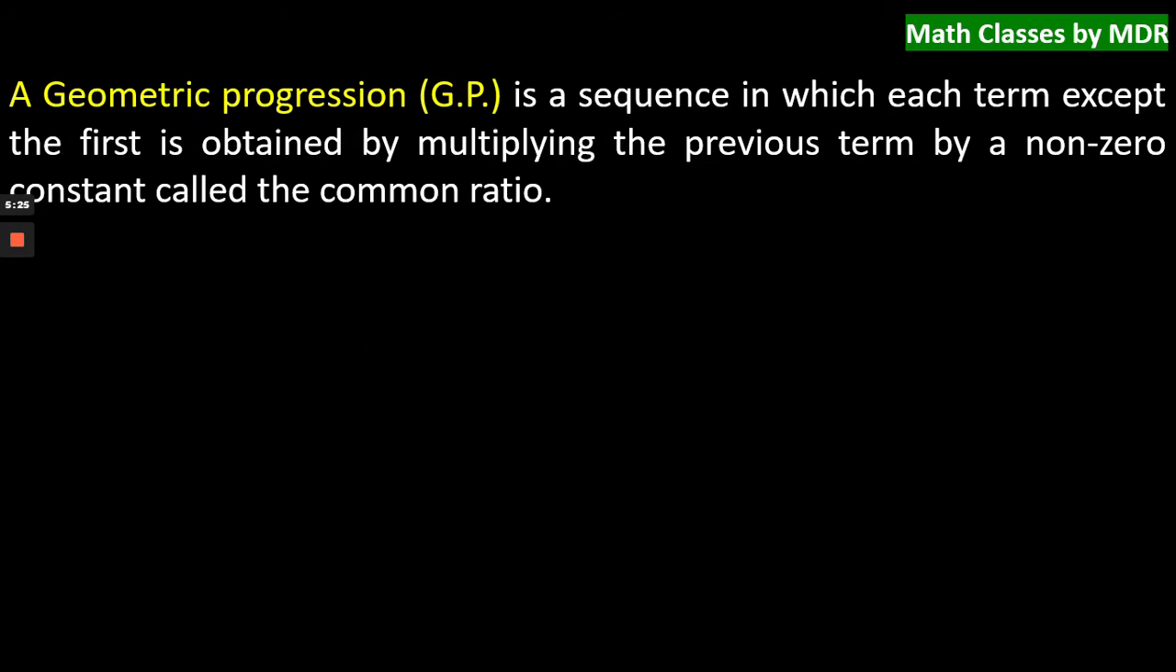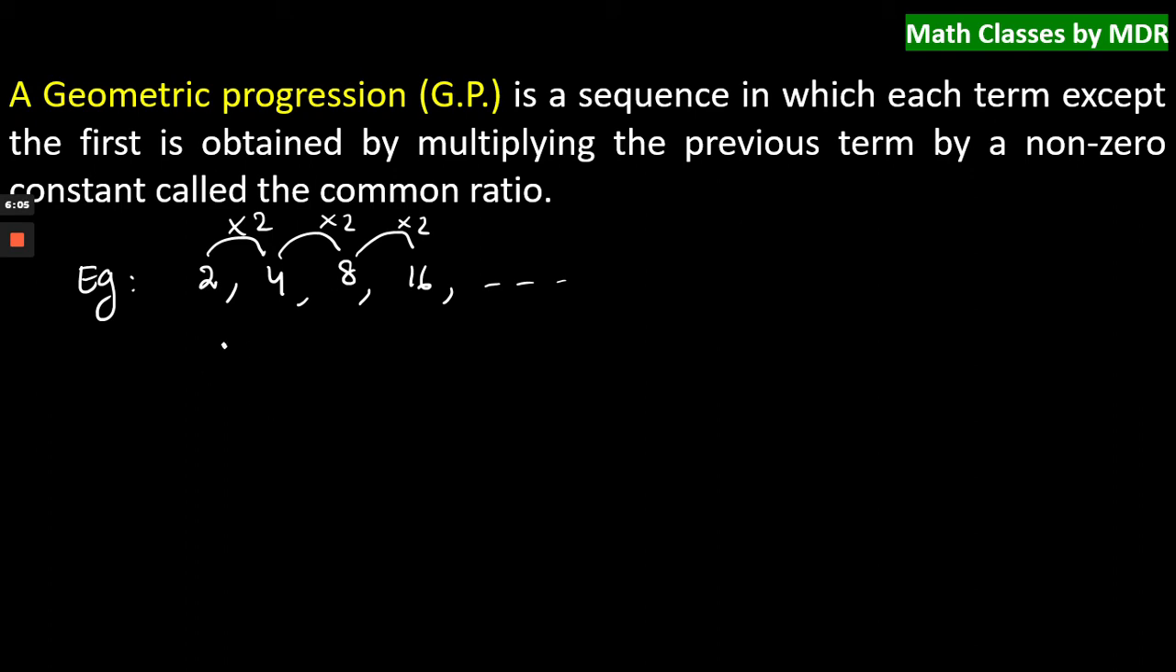Now let us see what it means by geometric progression. It is a sequence in which each term except the first term is obtained by multiplying the previous term by a non-zero constant called the common ratio. For example, we have something like 2, 4, 8, 16. You can see here, each succeeding term we are getting by multiplying by 2, multiplying by 2, multiplying by 2. So this is one example of a geometric progression.